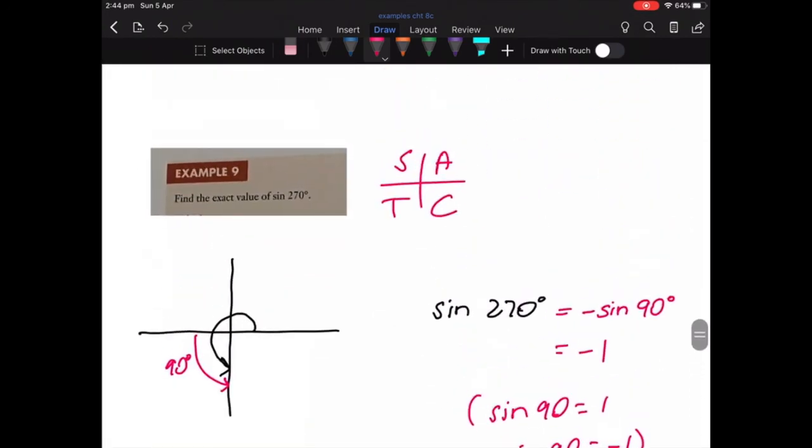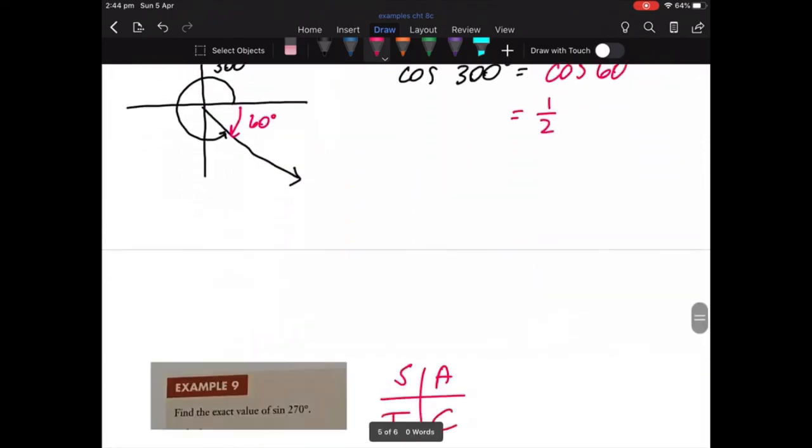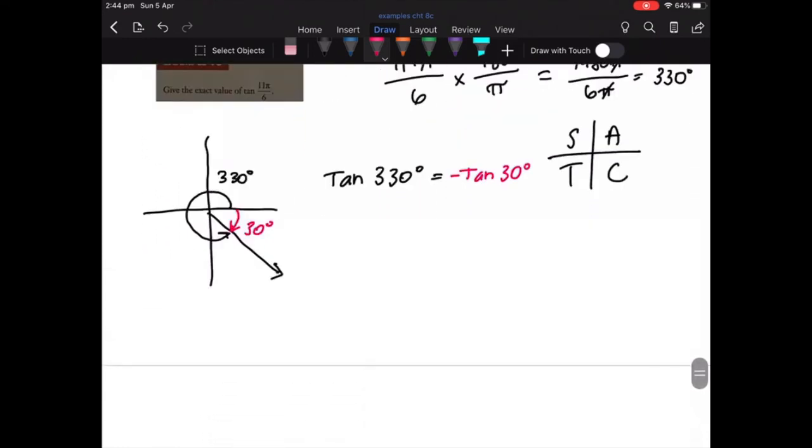So if I go up to my exact values, which we really do need to learn off by heart, tan of 30 is 1 over the square root of 3. We'll go down here. So that's equal to the negative 1 over the square root of 3. If we want to express it with a rational denominator, which means we want to get rid of that irrational number at the bottom, we just multiply it by the square root of 3 over the square root of 3. All right, and we end up with the square root of 3 over 3, and it's, of course, a negative.